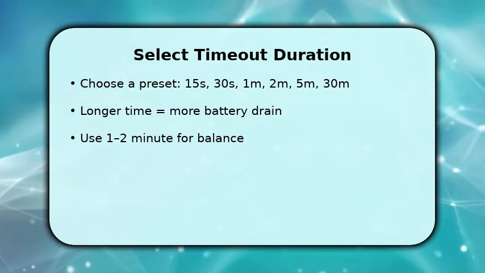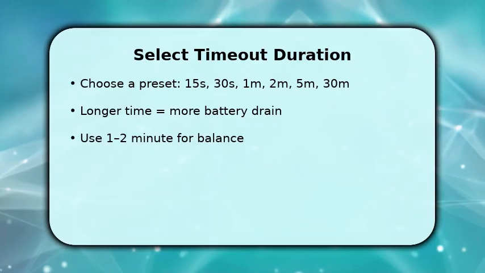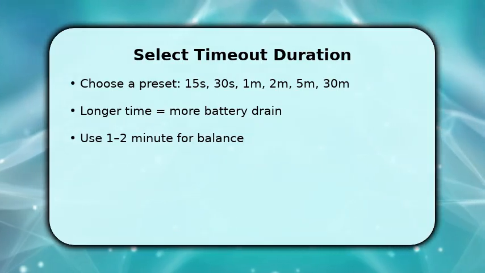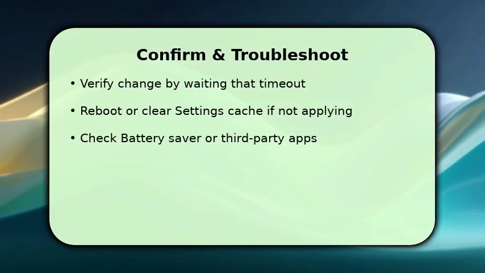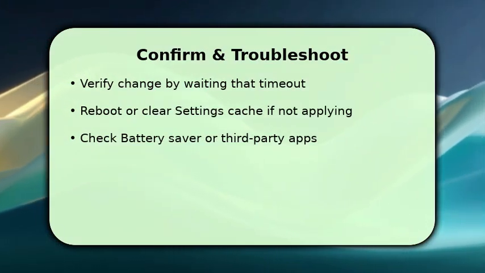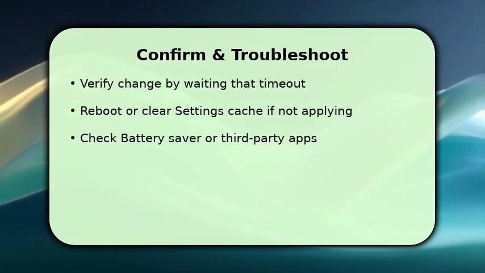Make sure to test the choice for a day to feel the difference. Once satisfied, the system saves it automatically and you can exit settings. Finish by confirming the new timeout. Lock the phone and wait the set interval to ensure the screen sleeps as expected.